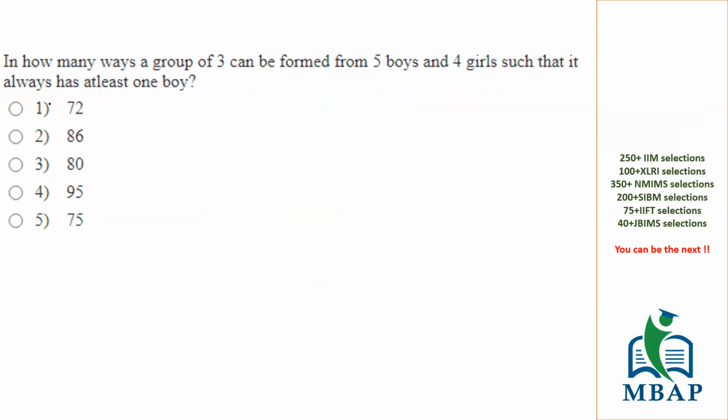Now you have to find it for at least one boy. So in how many ways can a group of three be formed from five boys and four girls such that it has at least one boy? So you can have more than one boy as well. Just see what are the different combinations which you can create.